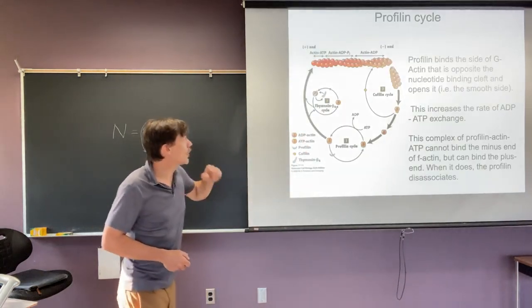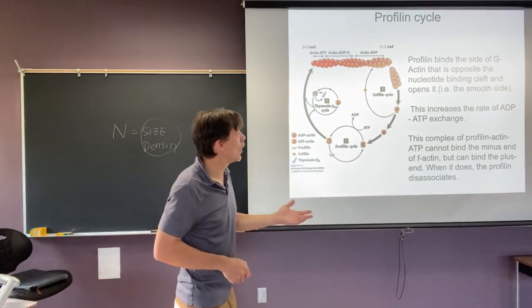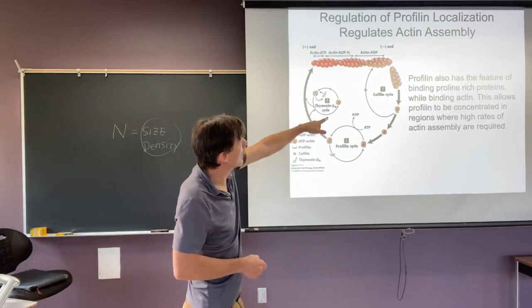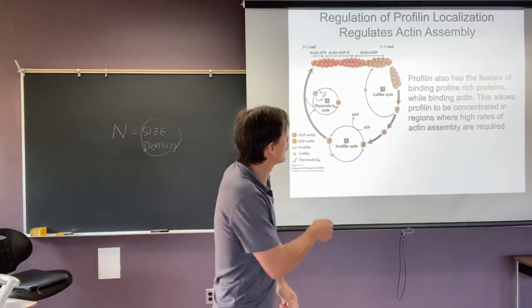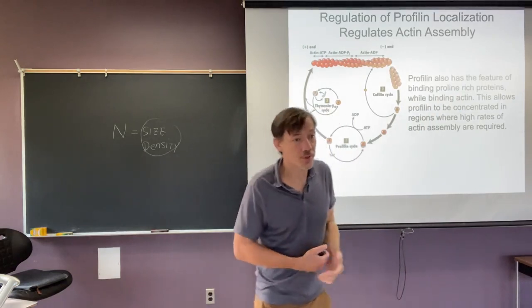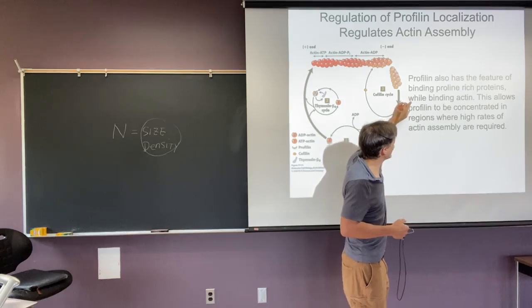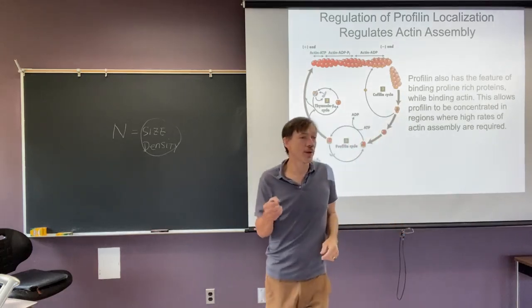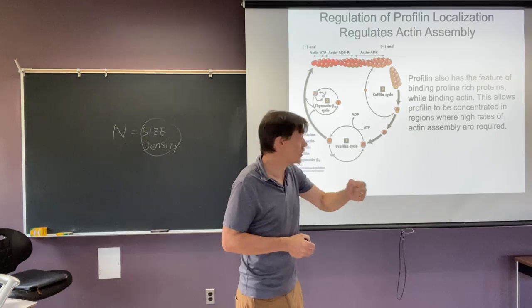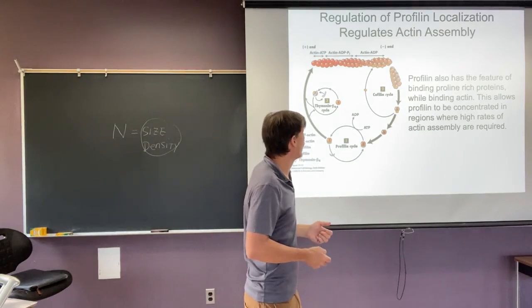So this goes through the profilin cycle. So we've got profilin here. So profilin binds the G-actin, opens it up, and essentially I've kind of talked through this. One thing is that profilin binds other proteins that are rich in prolines. So this is a specific type of amino acid found in proteins. And the key here is it allows profilin to be concentrated in regions where actin assembly is needed. So profilin promotes actin assembly, and it's also localized where actin assembly is needed, much as we might expect.